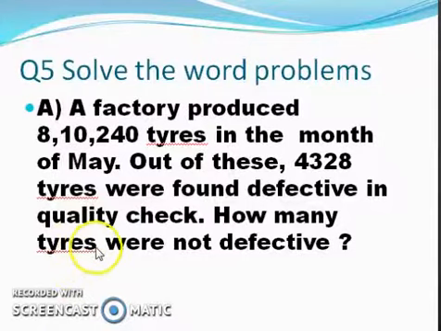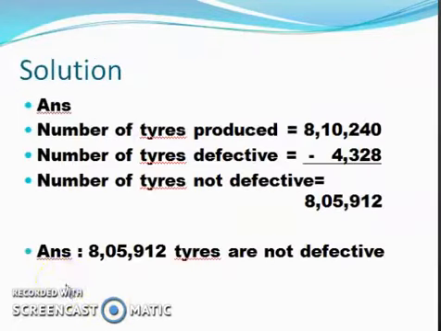A factory produced 8,10,240 tires in the month of May. Out of these, 4,328 tires were found defective. Defective means we cannot use them. So how many tires were not defective? Not defective means the ones which we can utilize. So simple case of subtraction. Let us see how we write the statement.